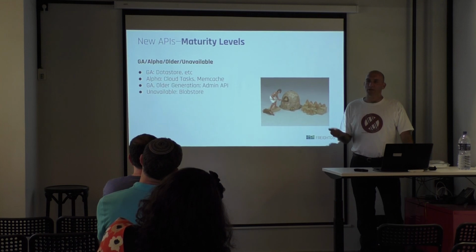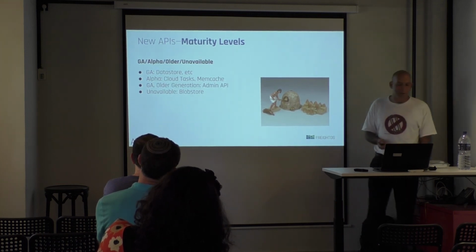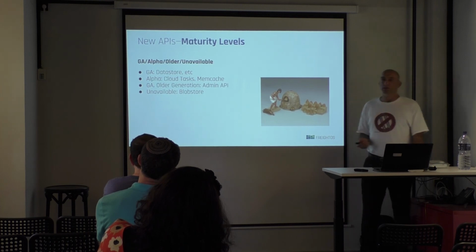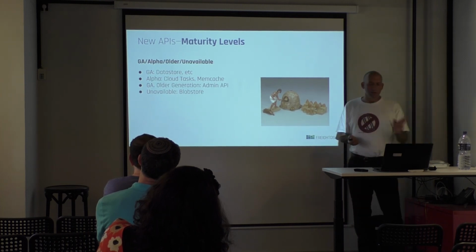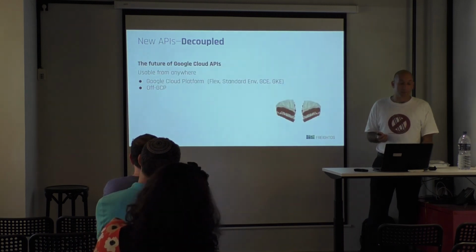There are also other APIs, such as the Mail API, which is just an older generation. That's fine, it's generally available. And then there are some that are not available, like Blobstore. There's no replacement for that. Blobstore is actually an old technology which Google is phasing out, although it's not officially deprecated.